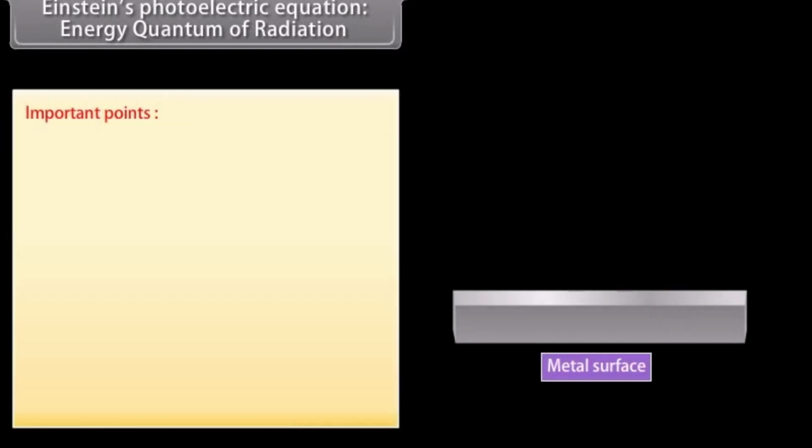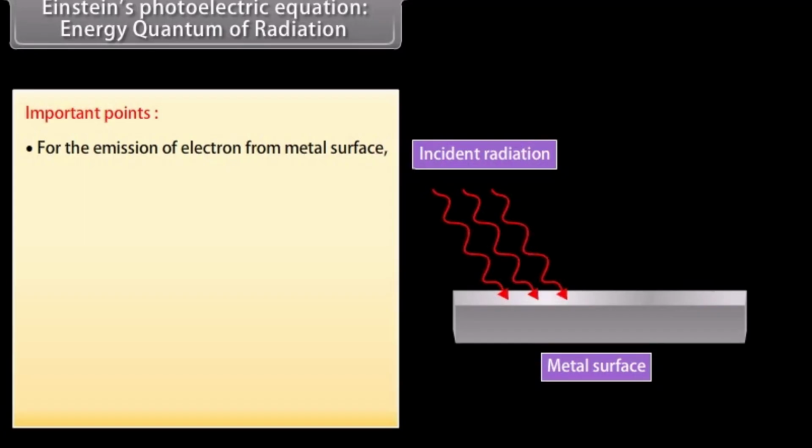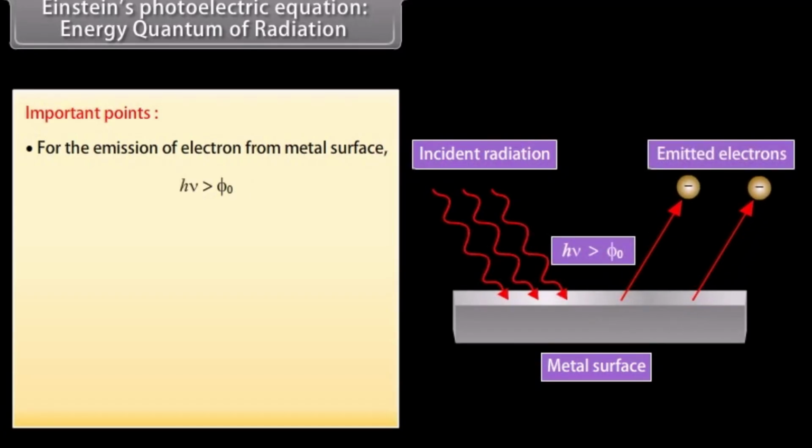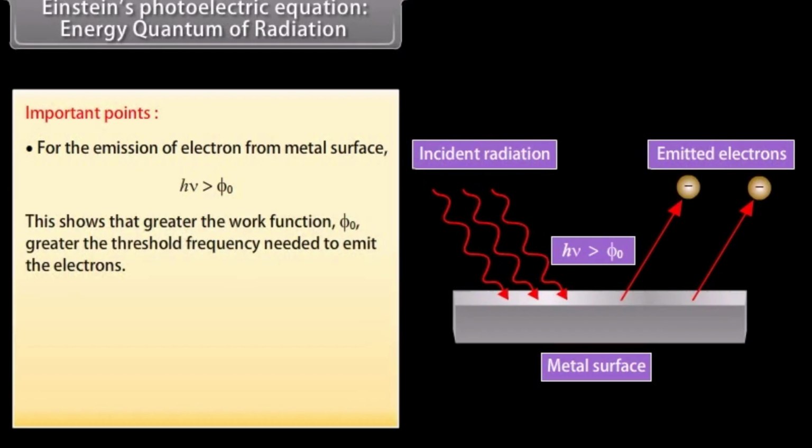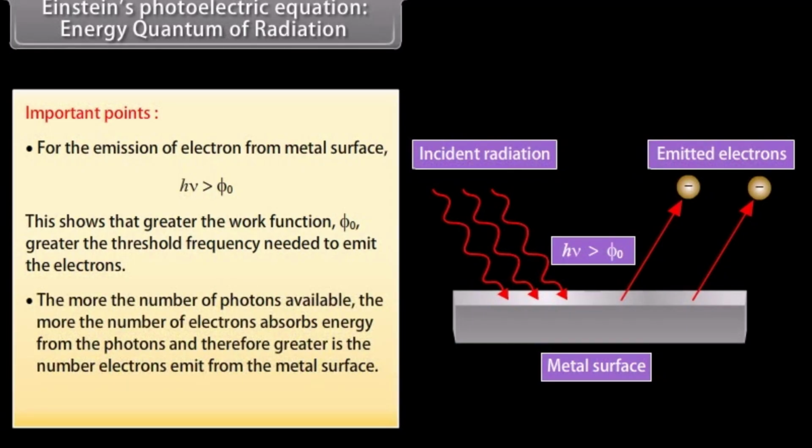Important points. For the emission of an electron from the metal surface, hν must be greater than φ0. This shows that the greater the work function φ0, the greater the threshold frequency needed to emit the electron. The more photons available, the more electrons absorb energy from the photons, and therefore greater is the number of electrons emitted from the metal surface.